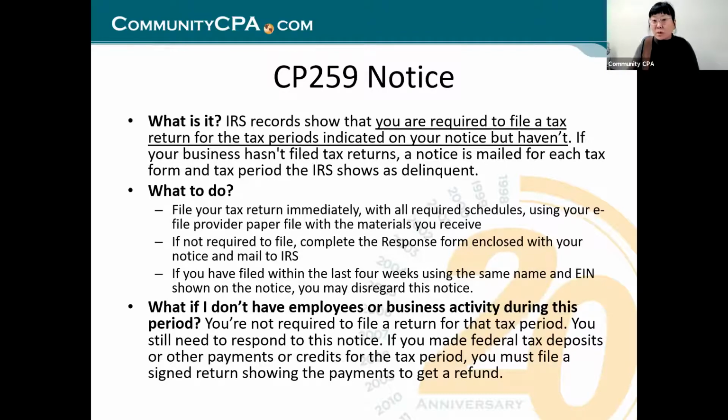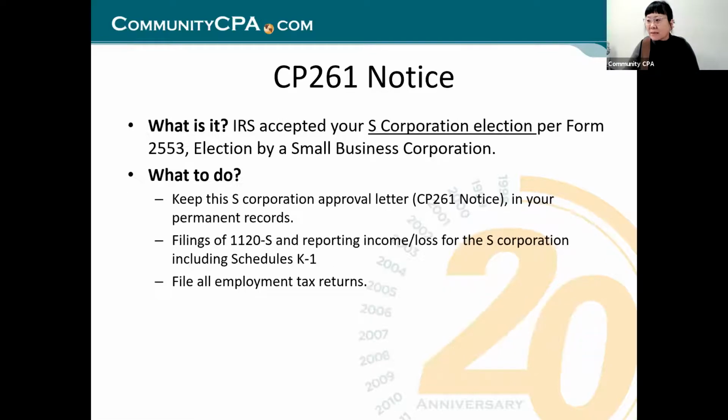So if they say you need to file, yes, you have income. If you don't file, they're just going to treat your income as 100% taxable without reducing anything. Then your tax bill, of course, is huge, right? So don't do that. When you see CP259, it's time to file your taxes, okay?